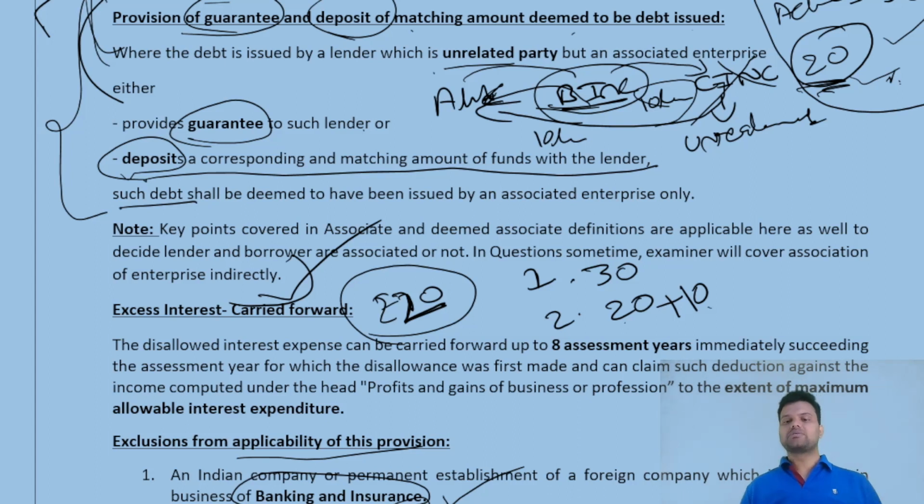For the interest, we need to calculate the excess interest here. That is part 1 of this question. Now I'm moving on to part 2.